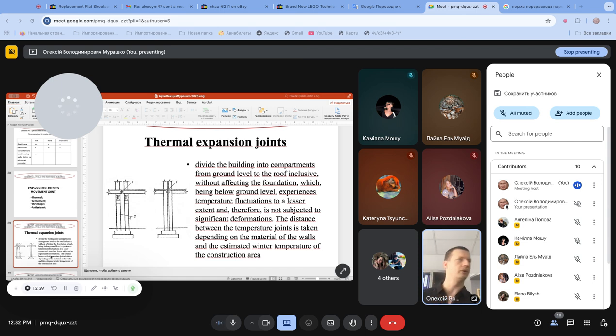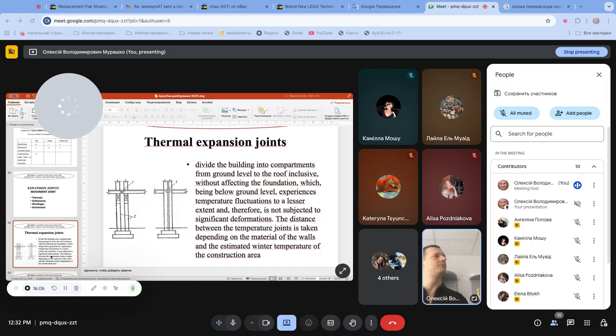But when we are talking about a building with a length like 100 meters, this contraction or extension will take like 5 or even more centimeters, and such a big deformation because of temperature will lead to significant cracks or even destruction of parts of the building. So to protect the building from this type of deformation, we have to cut it.